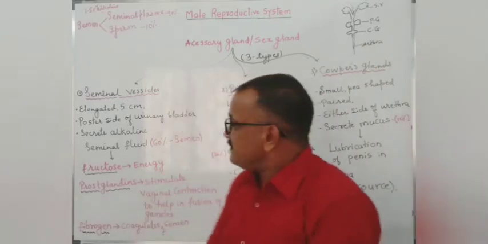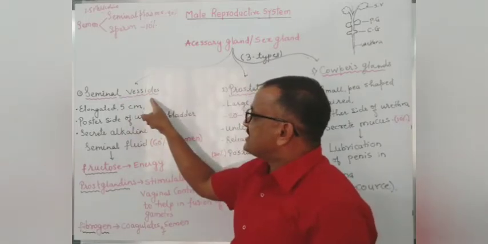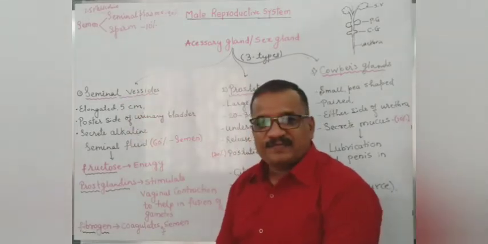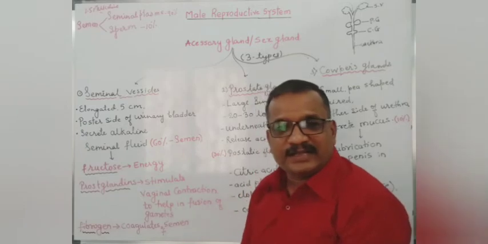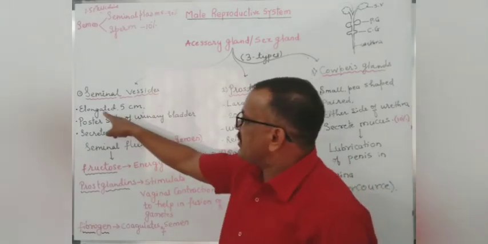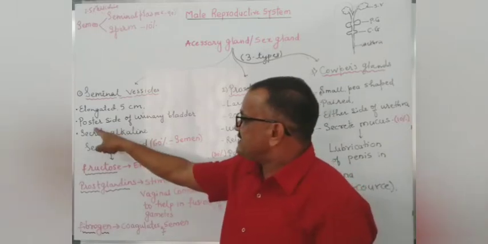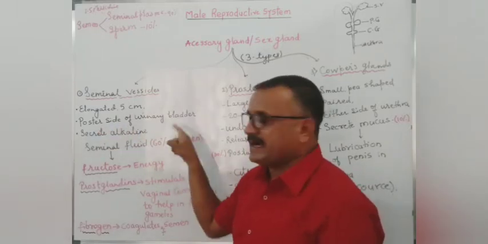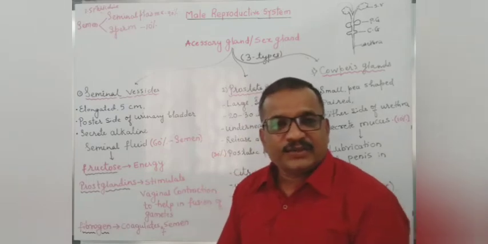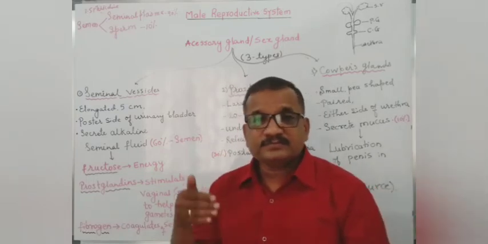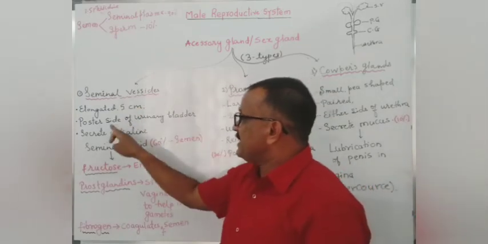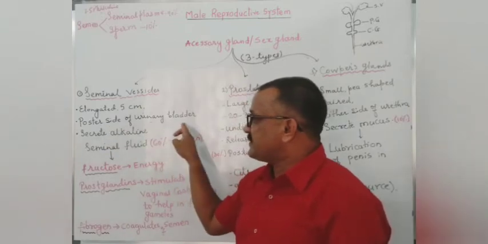So the first accessory gland or sex gland is seminal vesicles. If you see this gland minutely, you will come to know that it is elongated and 5 cm in length. It is present on the posterior side of the urinary bladder. So these seminal vesicles are located on the posterior sides of the urinary bladder.